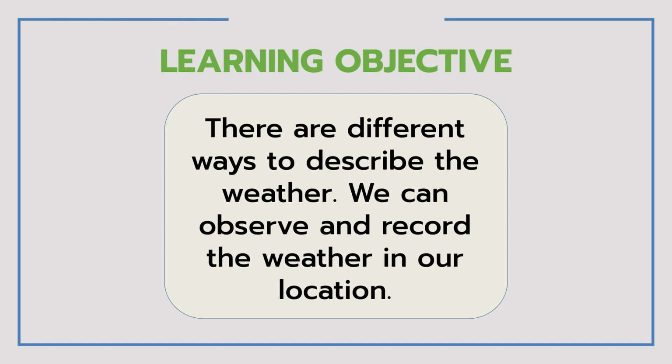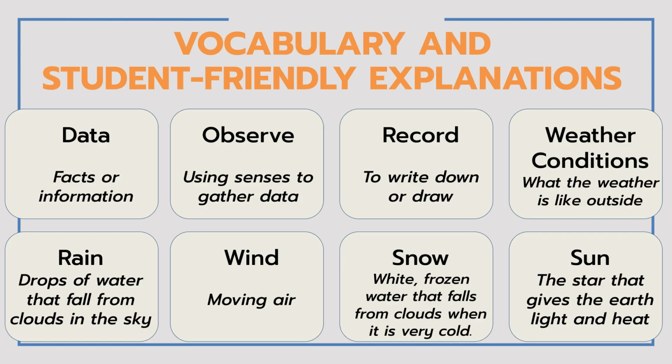I might start with my learning objective. There are different ways to describe weather, and I want students to observe and record the weather in our location. Then I want to identify the words and their student-friendly definitions that I think students are going to need in order to meet my learning target. Some of those words might be data, observe, record, weather conditions, sun, snow, wind, rain. And then I developed student-friendly definitions that I knew matched the context of my learning objective.